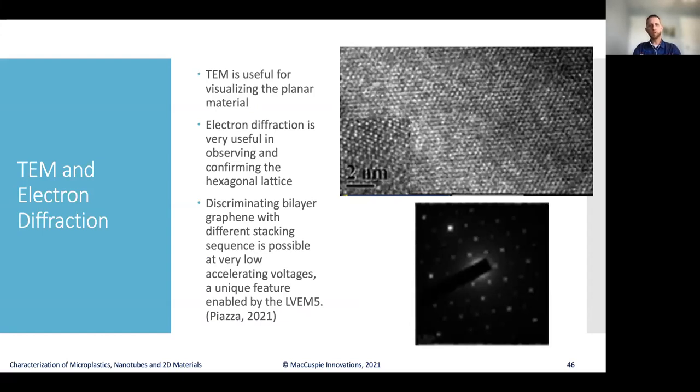TEM is really great for visualizing planar materials. If you can prepare the samples such that you have the plane of the material supported as a film, there are very thin sections of material that the electron beam is transmitting through, and so in some cases you can get information about the hexagonal lattices of these materials. And it also allows you to discriminate the multiple layers. If you have bilayers of graphene and there are different stacking sequences, it's possible at very low accelerating voltages to understand more about these materials.